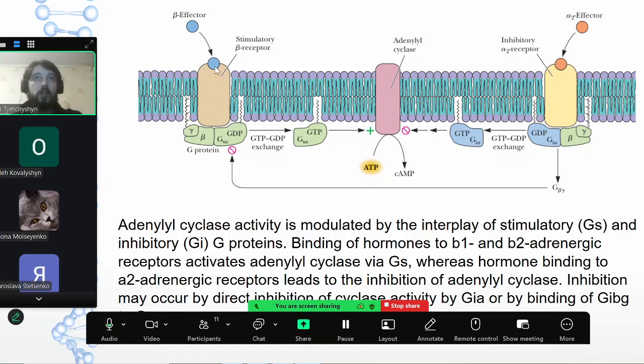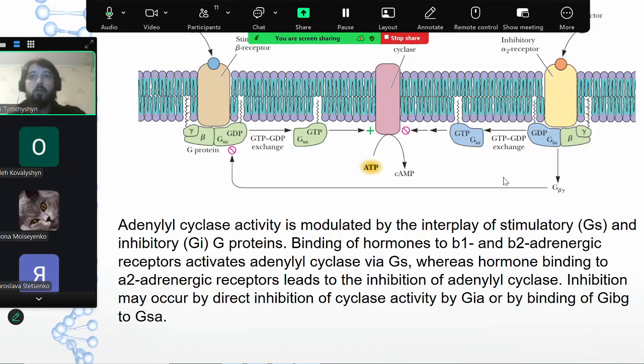So the receptor is activated. This trimeric protein dissociates, so we get gamma and beta subunits separately from the alpha subunit. The alpha subunit may diffuse. It will eventually meet adenylyl cyclase, and this one will activate it, and this one will inhibit. So the overall response you get will basically depend on the interplay. How many of you have of these, and how many do you have of these?